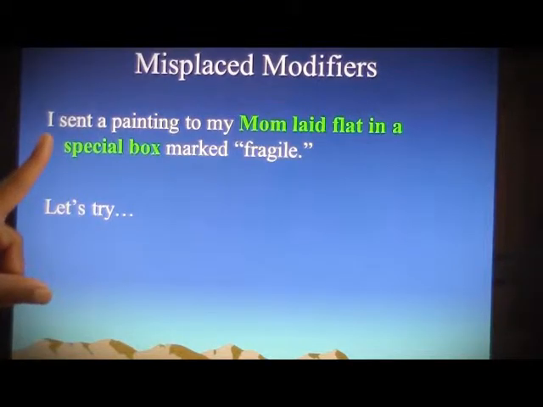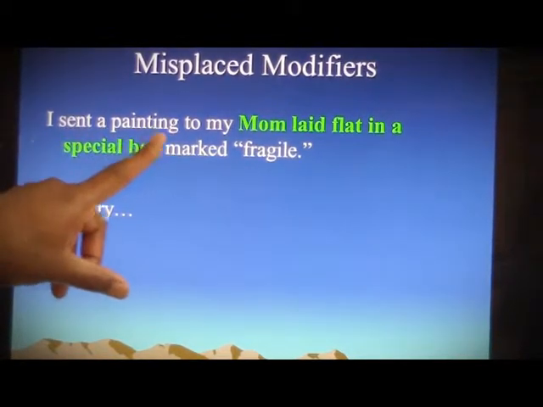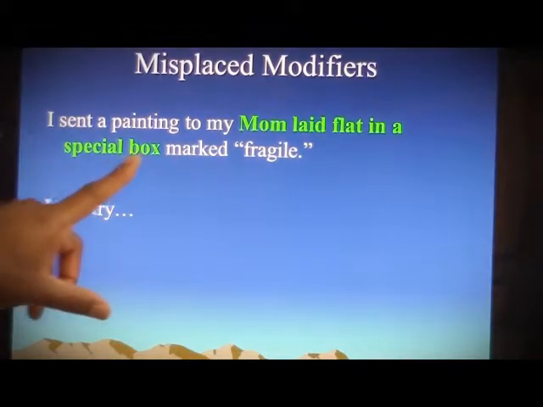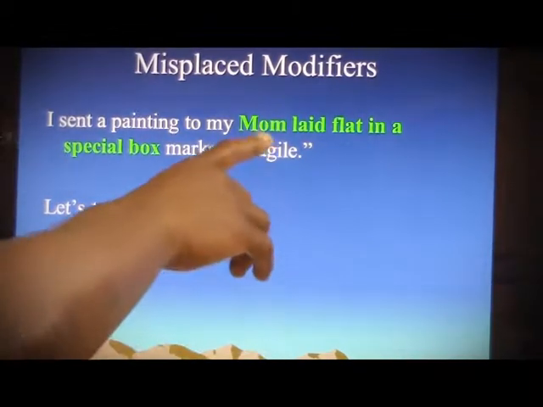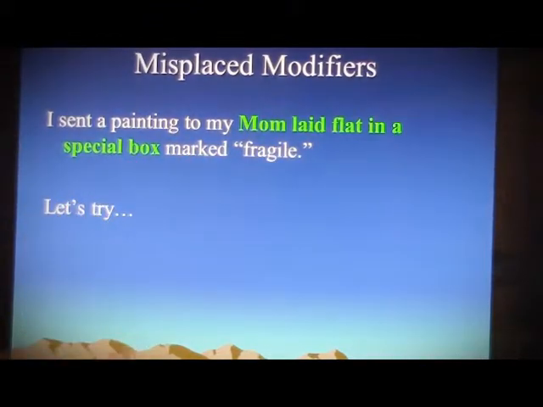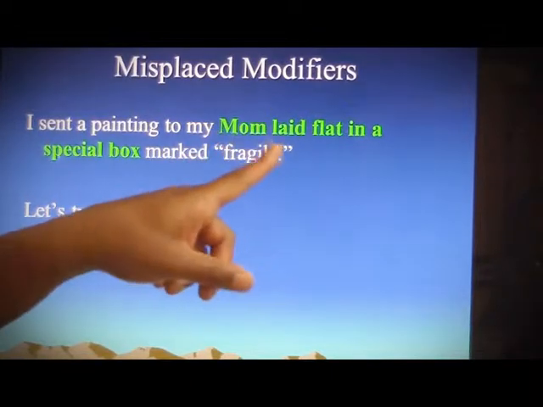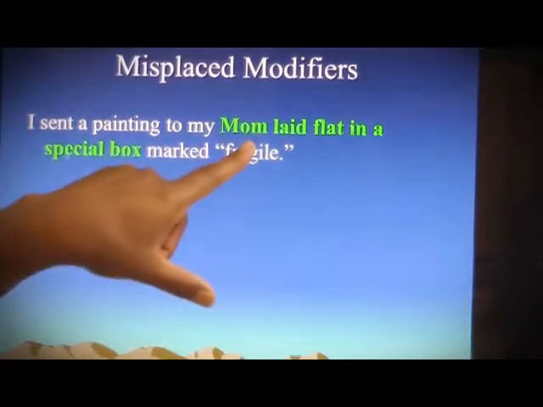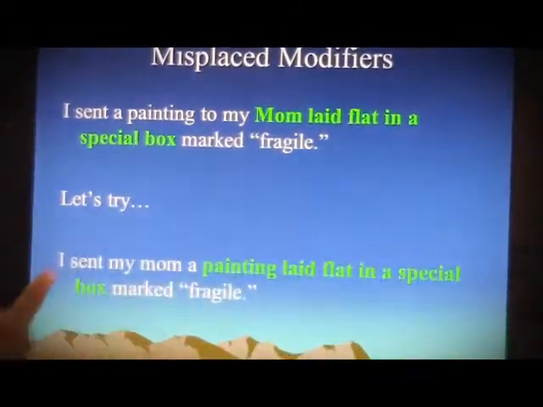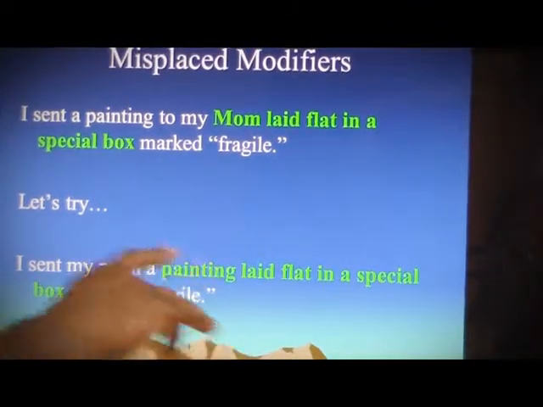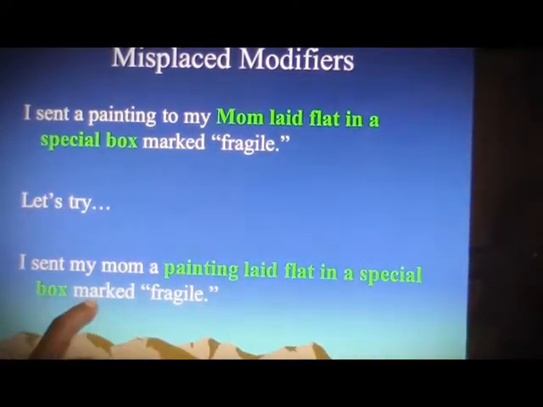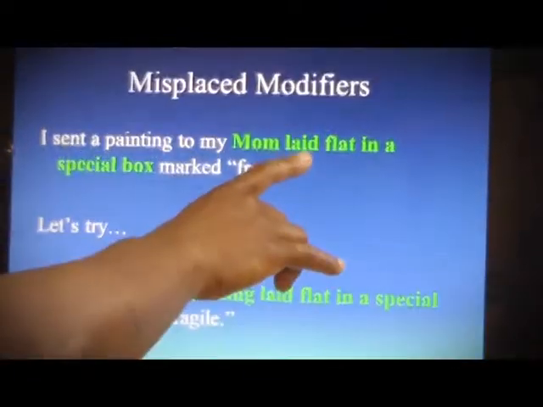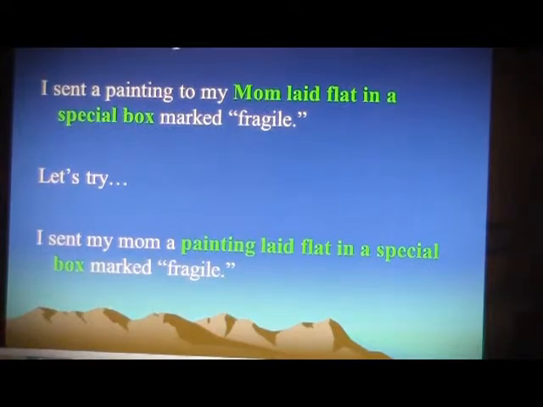Let's do one more. I sent a painting to my mom laid flat in a special box marked fragile. Wait a minute. My mom was laying in a box in a special... I sent my mom postage, right? And at least I marked it fragile. That's not true. I sent a painting to my mom. My mom was not laid flat in a special box. The painting was laid flat in a special box, not my mom. So it should have been written, I sent my mom a painting, the painting that was laid flat in a special box, marked fragile. My mom wasn't in the special box, the painting was in the special box.